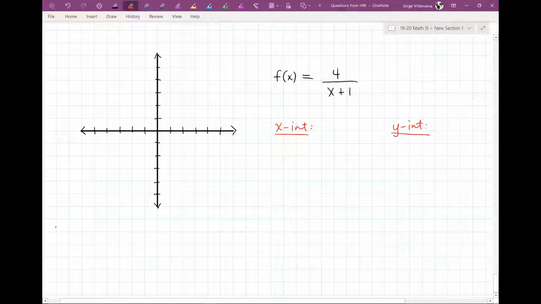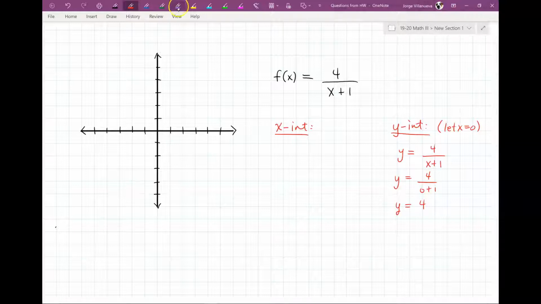Now remember, to find the y-intercept, that's the easiest one. This is where you let x equal 0. So instead of f of x, let's write y equals 4 over x plus 1. So y is equal to 4 over 0 plus 1, so y has to equal 4. So I'm going to put a point over here at 0, 4. Okay, remember that point is (0, 4), because x is 0, y is 4.